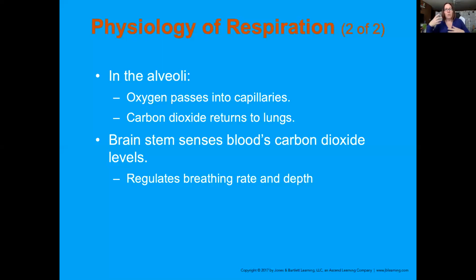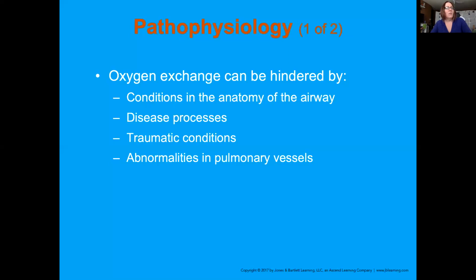So stimulation of the brain is based on those chemoreceptors for our primary stimulus to breathe, and that happens in the brainstem. That's where all of our primal functions occur. When those aren't working, we're on hypoxic drive, and that's just the brain becoming hypoxic as a whole. All right, so things that can hinder the oxygen exchange.